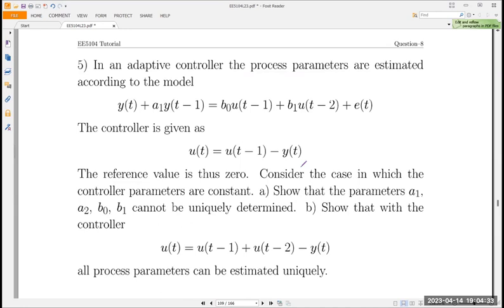So now you apply least square. You want to estimate the A, B, and B1. There's no A2. So you want to estimate this. Show that it cannot be uniquely determined. That's for A. So you do the standard thing and you find that A cannot be uniquely determined. How?